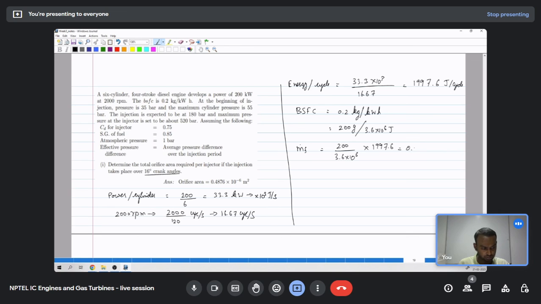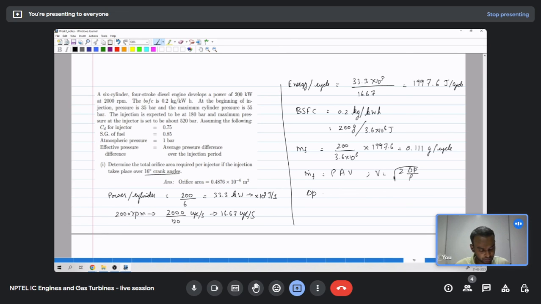So this is 0.1109. So we need 0.11 grams of fuel for every cycle. We need to calculate the orifice area, and this m dot f is given as rho into area into velocity, whereas velocity is given as root of 2 delta p by rho.